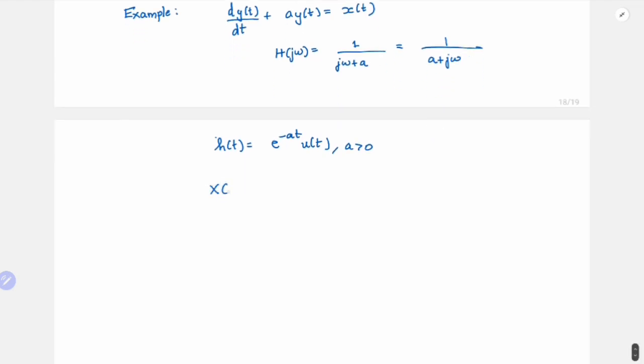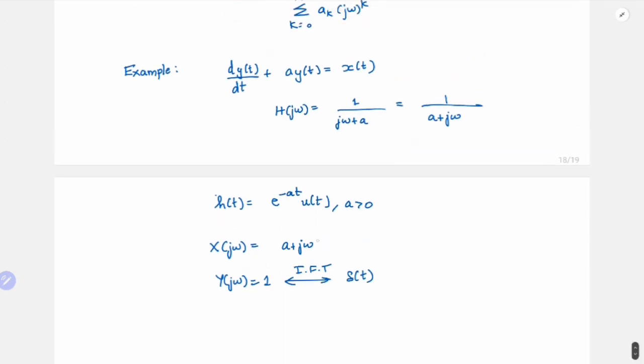And let's say for a given input, if X of j omega is (a plus j omega), then my Y of j omega is going to be 1, and taking the inverse Fourier transform, it is going to be delta of t. So if I know that X of j omega is (a plus j omega), to find y of t from this equation, I have to do many things. But if I take this frequency domain path, it is very easy for me to find y of t. So this shows the power of the Fourier transform.